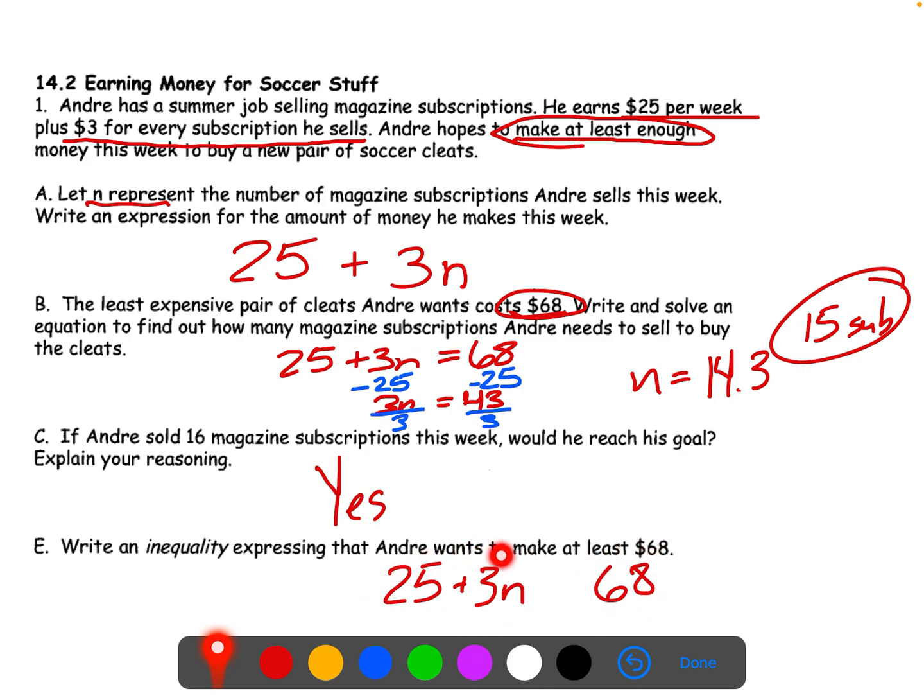Do we want his earnings to be more or less than the amount of money that's needed? Well, of course, we want it to be greater than what he needs to earn. If he needs $68 but he earns more, that's fantastic. If it was the other way, if it was less than, that would be a problem because he earned less than what was needed. And let's ask ourselves, can it equal? Well, yes, it can. He can equal exactly $68 with his paycheck, and he's good to go, even though we said it would take a weird number of subscriptions to do that.